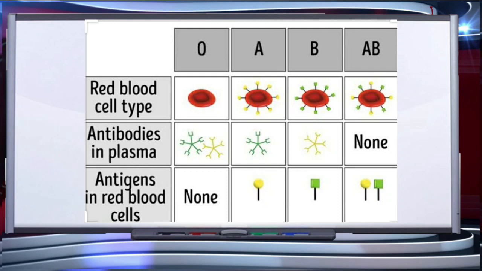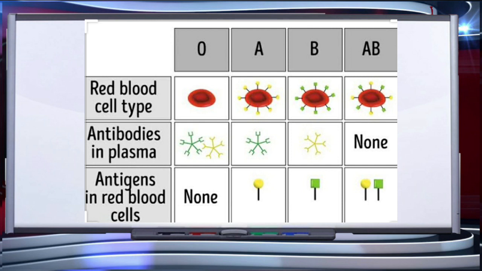ABO grouping is based on the presence or absence of two surface antigens on the RBC, namely A and B. The plasma of different individuals contains two natural antibodies. Antibodies are proteins produced in response to antigens. The distribution of antigens and antibodies in the four groups of blood, these four groups being A, B, AB and O, is as shown in this table.